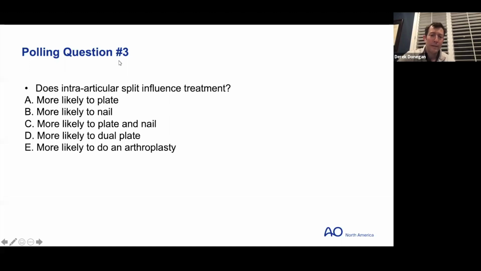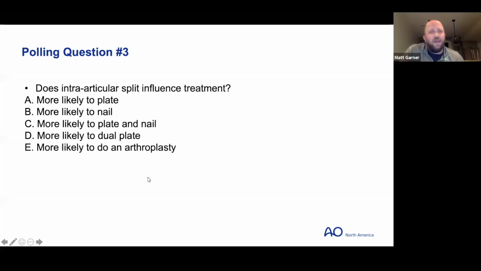50% are more likely to plate this, and then probably next common would be dual plates, but they're all about the same: dual plate, nail, and small percentage arthroplasty. Really low likelihood, 4% only to nail only. So, Matt, why don't you tell us what you're going to say or ask?